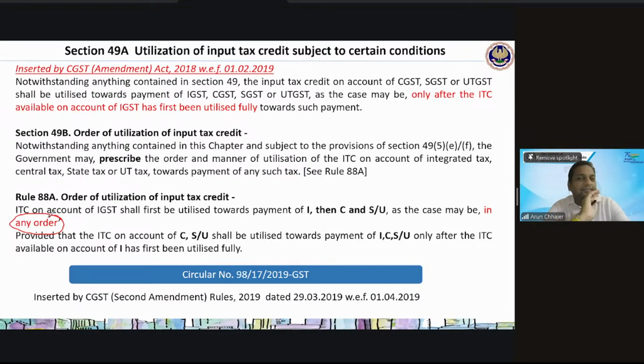What is the meaning of order? It means if I'm giving to I, then C, then S, it becomes an order, or if I'm giving to C, I, then S, it becomes an order. The question was, suppose IGST has 20,000, and they have a liability of I of 12,000. Now what is the balance of IGST? The balance of IGST is 8,000. C also needs, let's say, 10,000, and S also needs 10,000.